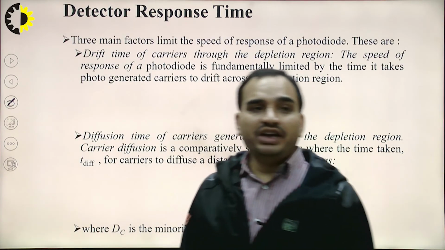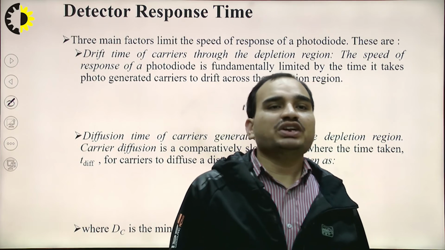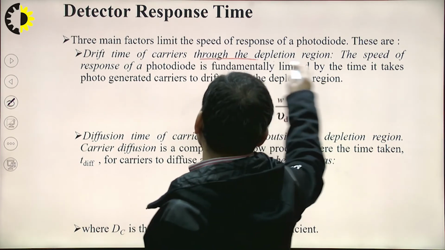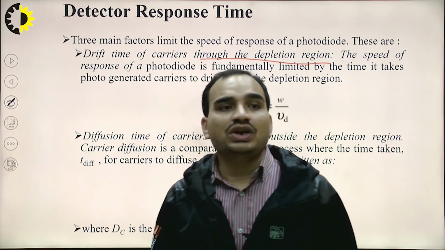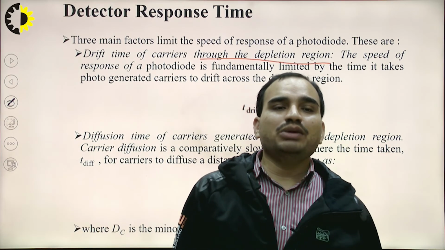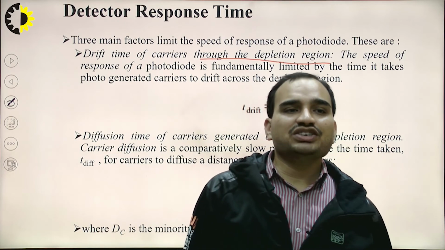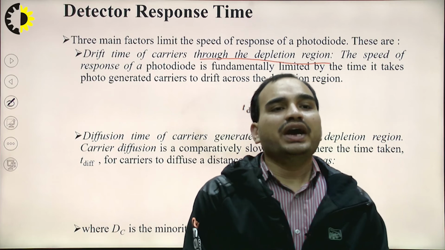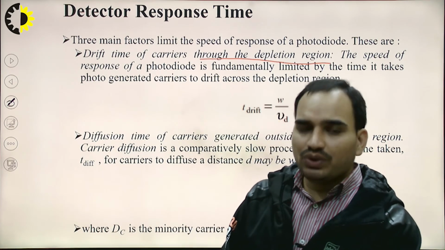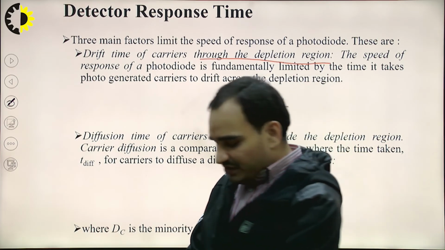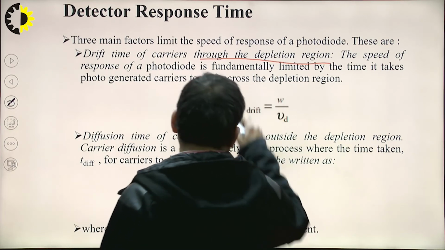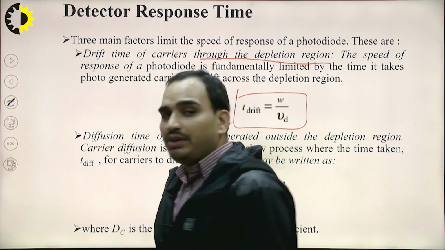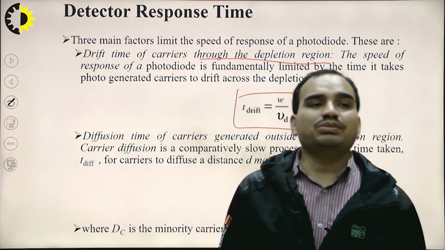So the three main factors that limit the speed of response of the photodiode are, first, the drift time of carriers through the depletion region. The speed of response of the photodiode is fundamentally limited by the time it takes the photogenerated carriers to drift across the depletion region, and that drift time can be calculated as distance divided by speed. So drift time is W by Vd. Second, the diffusion time of carriers generated outside the depletion region.